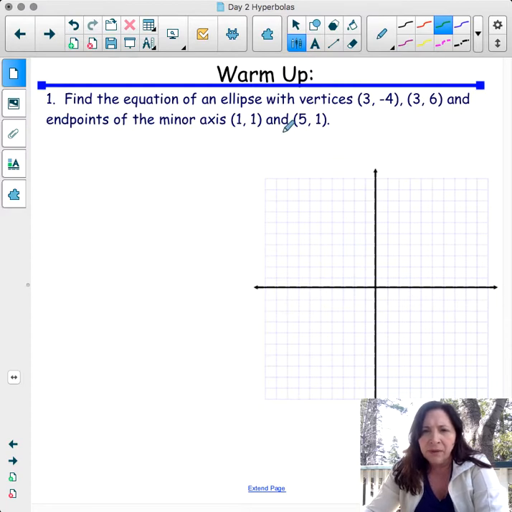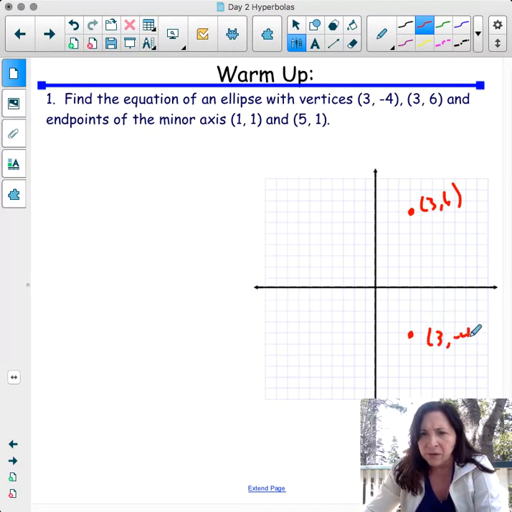And the endpoints of the minor axis are (1, 1) and (5, 1). So let's graph this first. We've got (3, -4), so we have 1, 2, 3, and then -4, so we'll say that's about right there. And then we have (3, 6), which is up here. So this value here is (3, 6), and this value here is (3, -4).